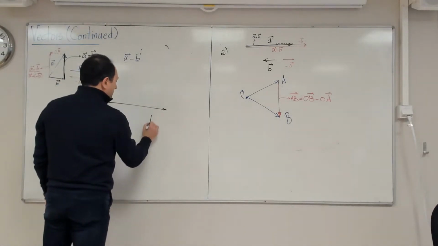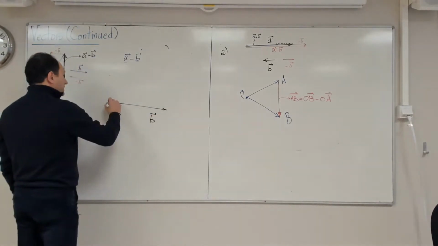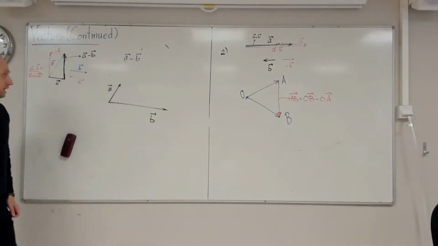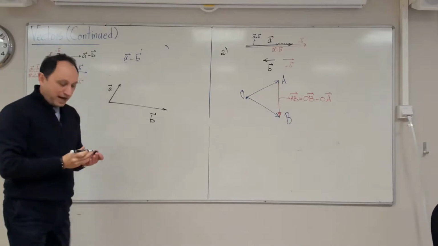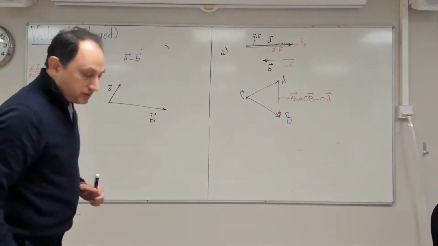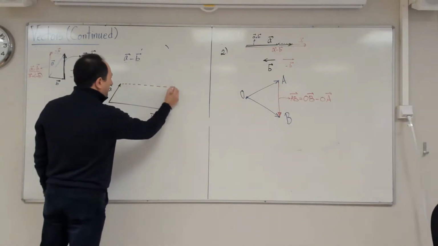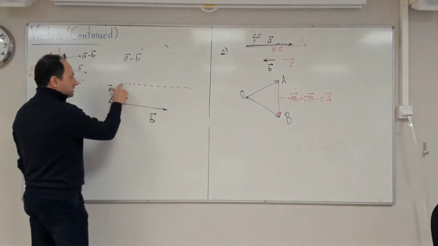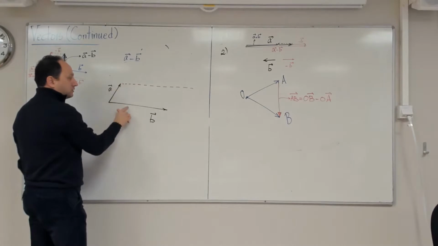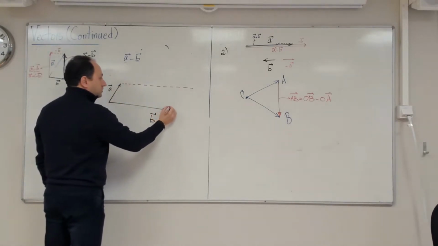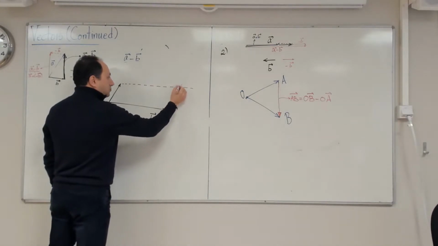If I have this vector B here, and if I have this vector A starting from here, okay? Now let me complete the parallelogram. By completing, I mean I will draw a parallel line to this from this tip, and I will draw a parallel line to this from this tip. They will intersect at some point.